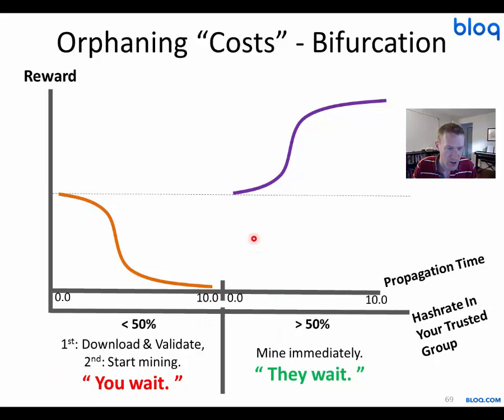When a block is found, if you're in this group over here, you're the buyer and the seller. So if you find a block, you're selling it to yourself. You can start mining immediately. But if you're in this situation, where you are not part of a greater than 50% hash rate trusted group, and you find a block, you're not selling it to yourself, you're selling it to other people. And those other people have to download and validate the block before they start mining on it. So you have to wait, or rather your block has to wait. It sort of doesn't really matter.